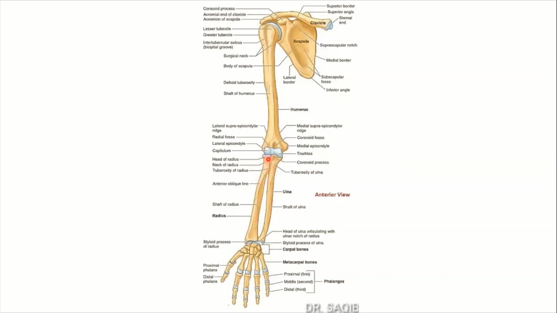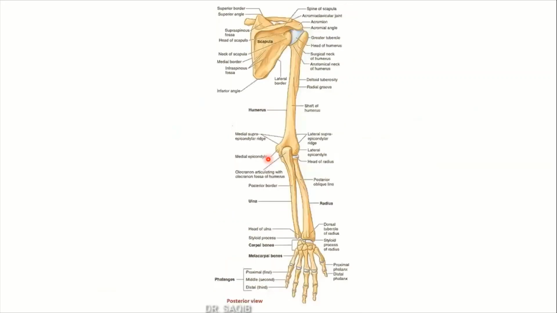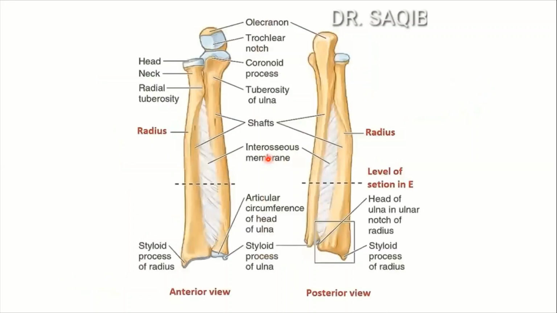This is the anatomy of the ulna. That was the anterior view. This is the posterior view. And this is the articulations, how they make the joints with each other. That I will discuss later.